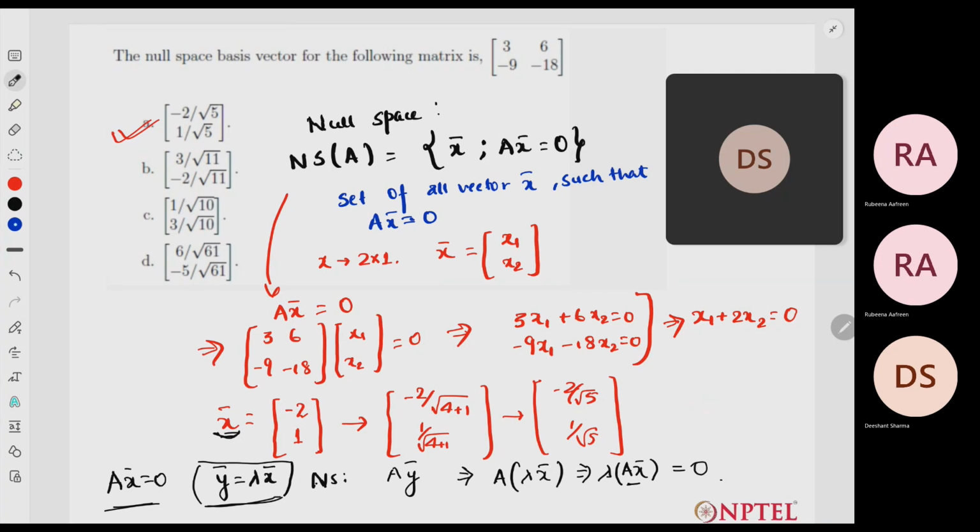So if x is null space of A, then y equal to lambda times x is also in the null space. Any scalar multiple of null space is also a null space.